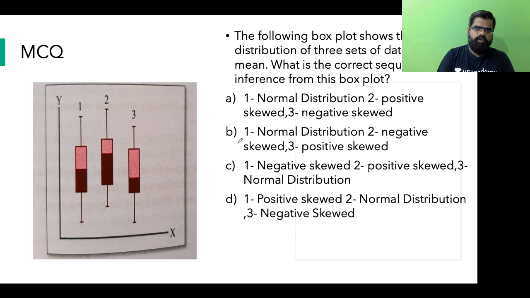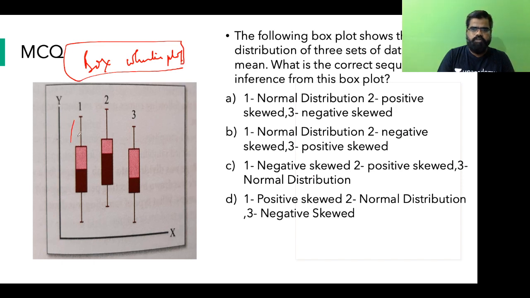So this is either A or B, if you take 1 normal distribution, 2 negative skewed, 3 positive skewed. Or you go with C, negative skewed is the first one, positive skewed is the second one, normal distribution is the third one. And D, if you go positive skewed is the first one, normal distribution is the second, and negative skewed is the third. So you have to know, based on this, first of all, let me tell you, this is box and whisker plot. So based on this, what do you think? What is 1? Is it normal distribution? Positive skewed, negative skewed? What is 2 and what is 3? Now, the answer to this question is B.